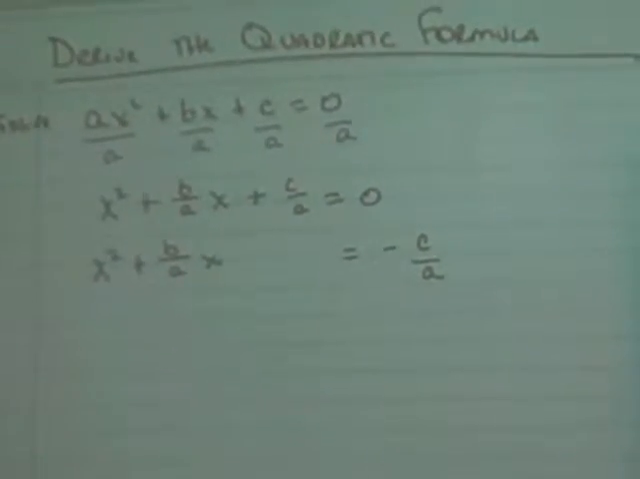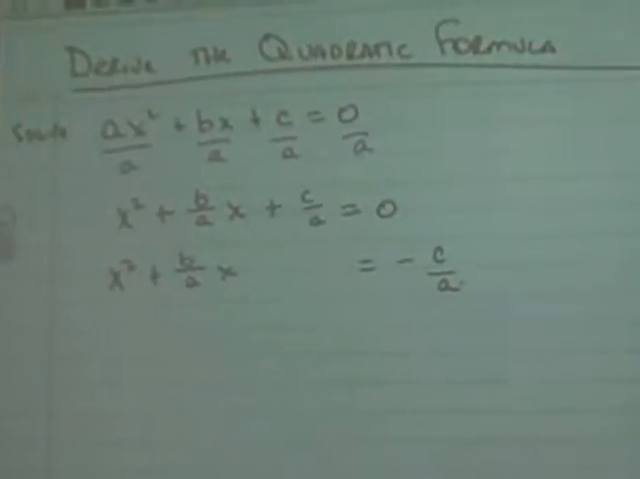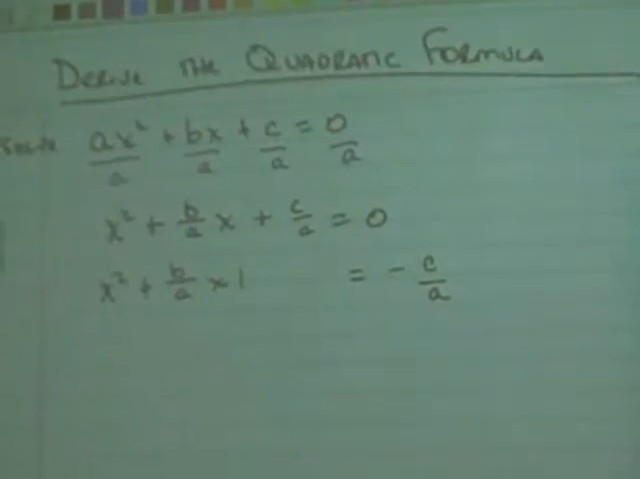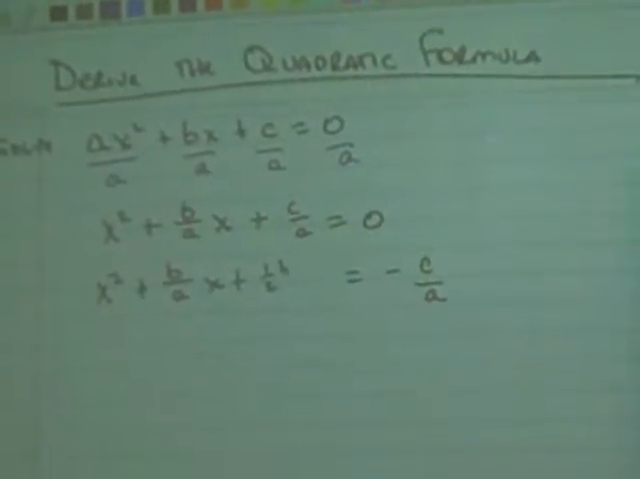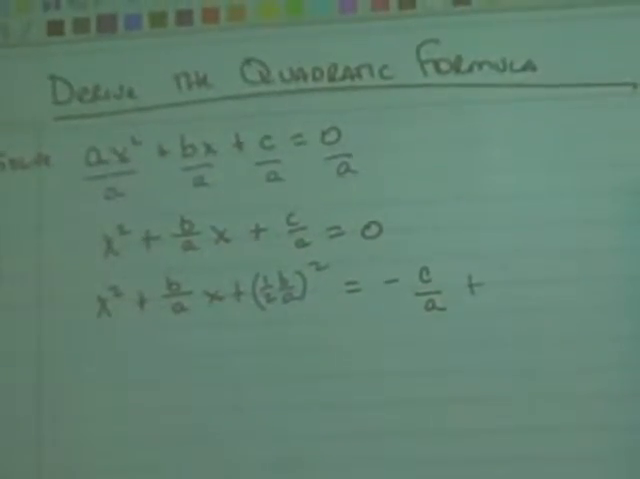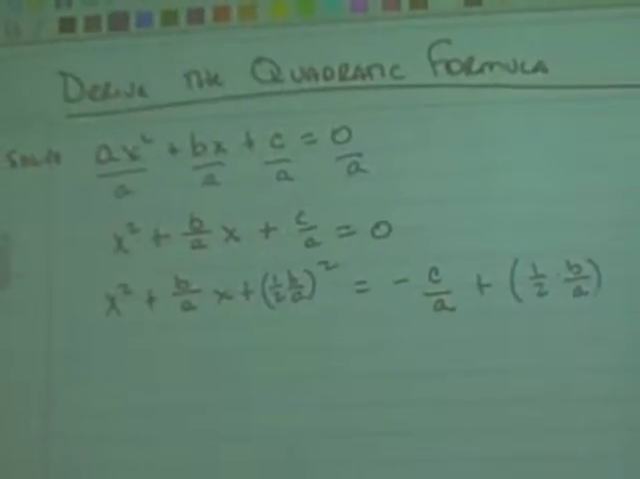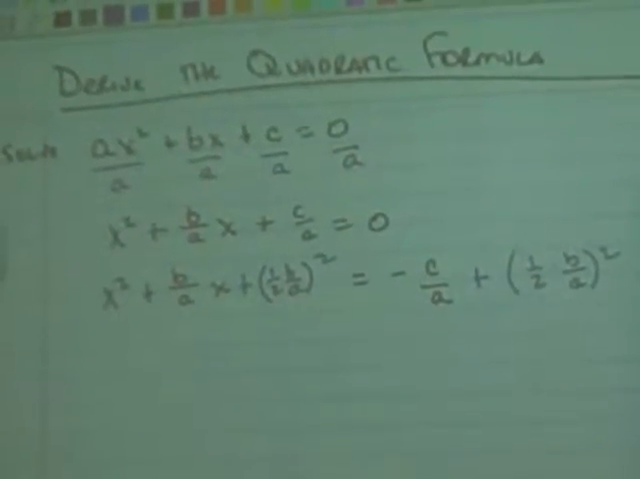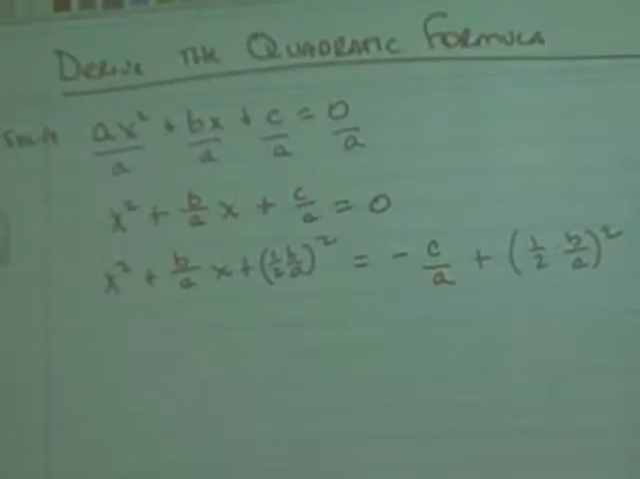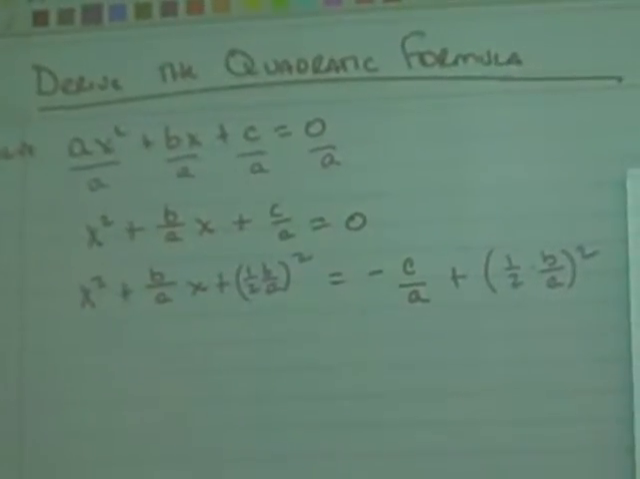Add, say again for me? 1/2 the coefficient of the middle term squared. So I'm going to add that to both sides. I'm going to add 1/2 the coefficient squared to both sides. What is 1/2 of b over a? B squared over 4a squared. Okay, 1/2 of b over a, though, is b over 2a. Square that, you get b squared over 4a squared, right? That's what you were saying.